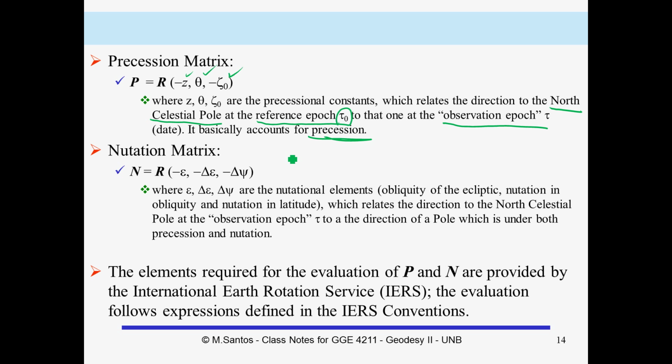So the astronomers and geodesists get together in these colloquiums, they go around the table drinking tea and eating biscuits, and they define all these things.